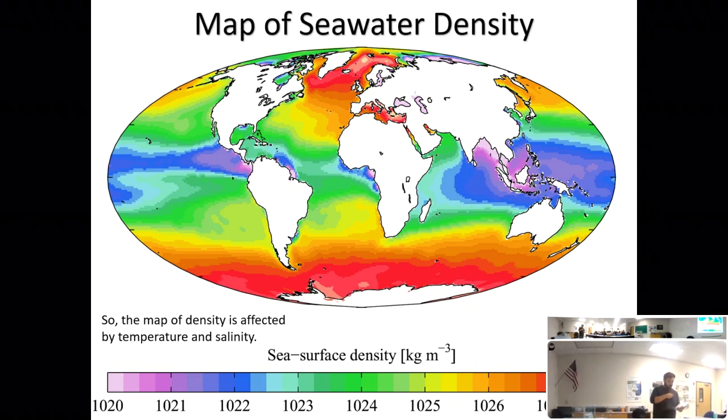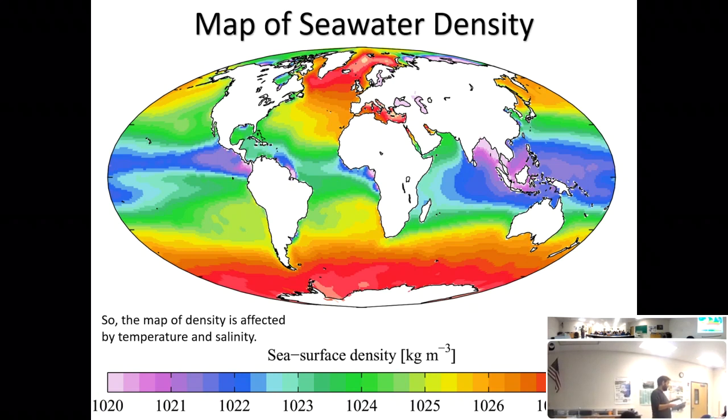All right. So what are some? At the equator we have relatively less dense water. Near the poles we get a little bit denser. Okay, so that might be because of temperature, right? The equator is relatively hot water. In the poles it's relatively cold water. Remember that temperature plays a role here.